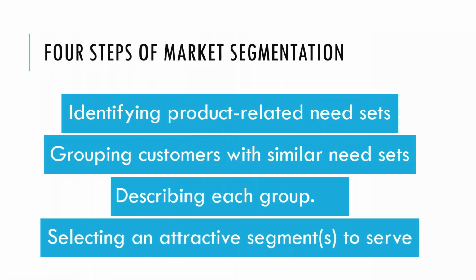So there are 4 steps of market segmentation. Number 1 is to identify the product-related need set. Number 2 is to group customers with a similar need set. Number 3 is to describe each group, and number 4 is to select an attractive segment to serve.